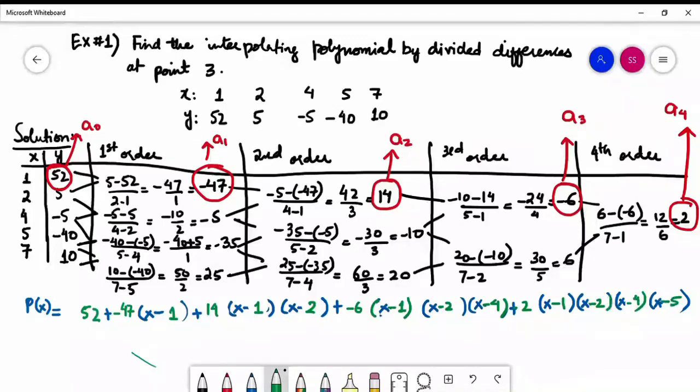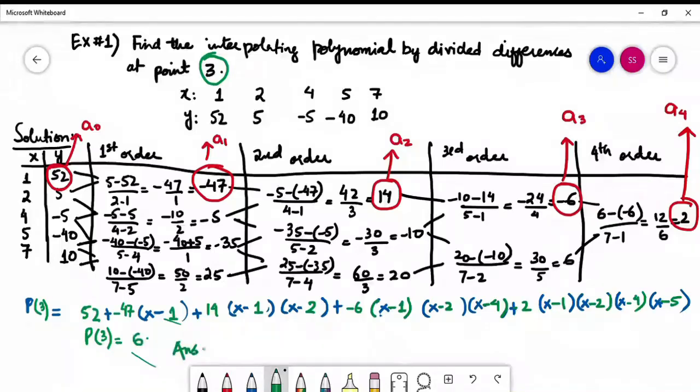Okay. The last step is that the question is to find the interpolating polynomial by divided differences at point 3. So the reference point is 3. So here, instead of x, you have to replace 3. So if you replace this 3 and calculate this whole formula, then it will be 6. Yes, it will be 6. The answer will be 6.